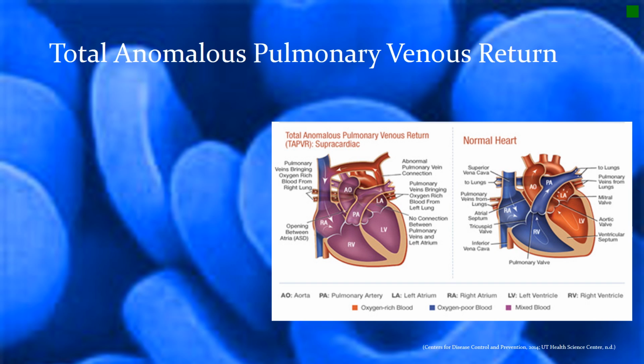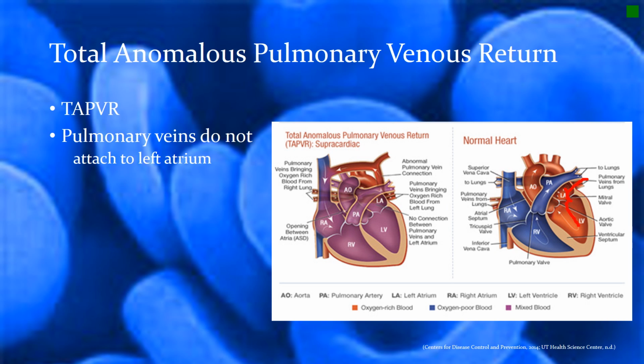Total anomalous pulmonary venous return, or TAPVR, is a condition in which the pulmonary veins do not connect with the left atrium. The CDC also considers this to be a critical CHD. I apologize that this picture is flipped and has the affected heart on the left, but you can see in the normal heart that oxygenated blood from the pulmonary veins enters into the left atrium, into the left ventricle, and then on into peripheral circulation.